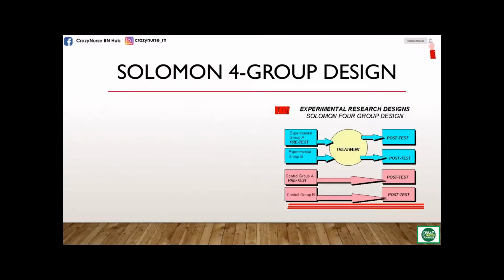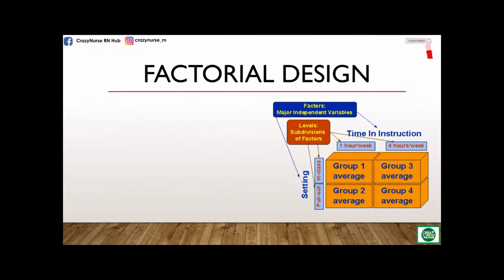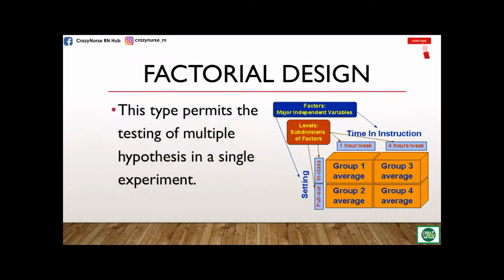Next is your Solomon 4 group design. This design consists of 2 experimental and 2 control groups. 1 experimental and 1 control before, as in a pre-test, and the other 2 groups after the experimental intervention is done. Next is your factorial design. This type permits the testing of multiple hypotheses in a single experiment.